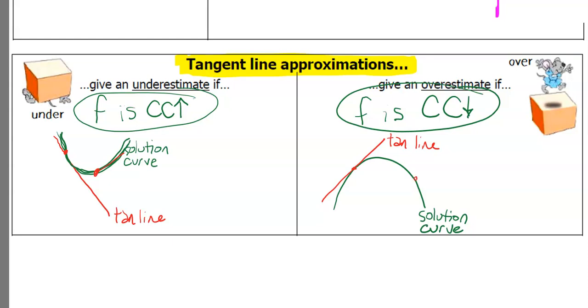Here again, doesn't matter where I draw that tangent line. Tangent line is always going to be over the real thing because the tangent line assumes the slope stays constant, whereas in reality, the slope changes. And on a concave down graph, the slope of f is getting smaller as we go. So the real curve is staying lower than the tangent line.